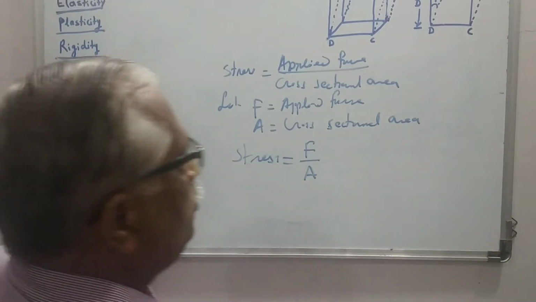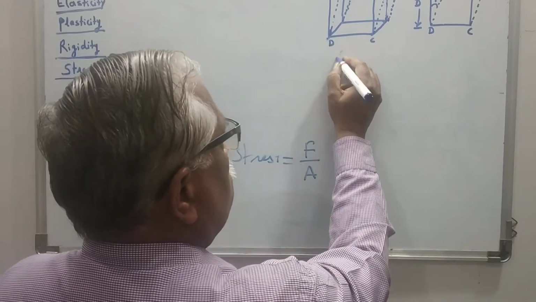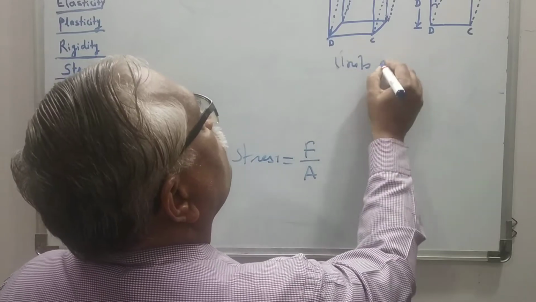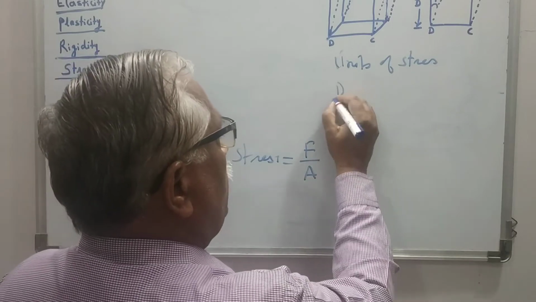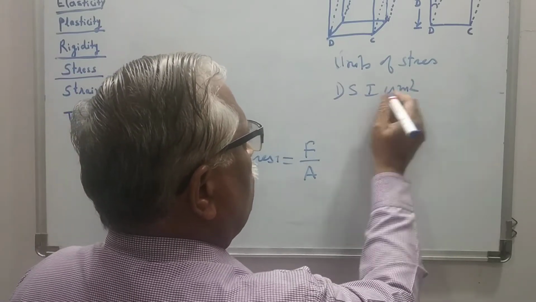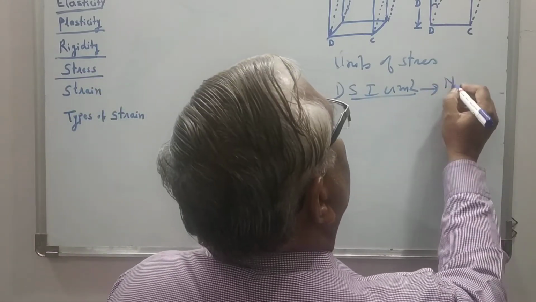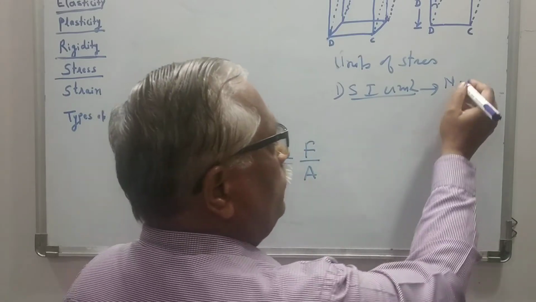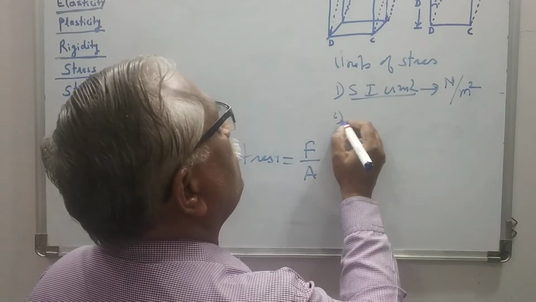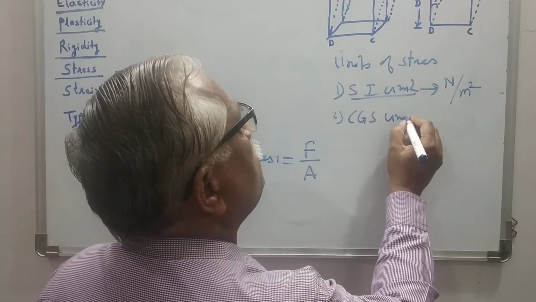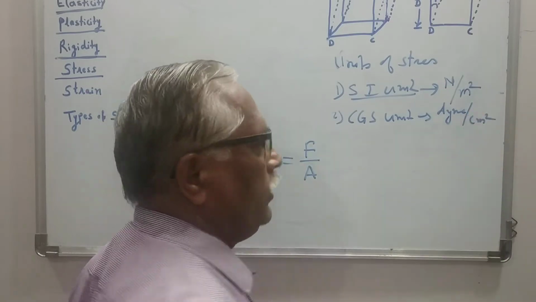Then about units of stress. What are the units of stress? Stress means F by A. First we write the SI unit of stress. The unit of force in the SI system is Newton, and the unit of area is meter square. So the SI unit will be Newton per meter square. Similarly, its CGS unit is dyne per centimeter square.